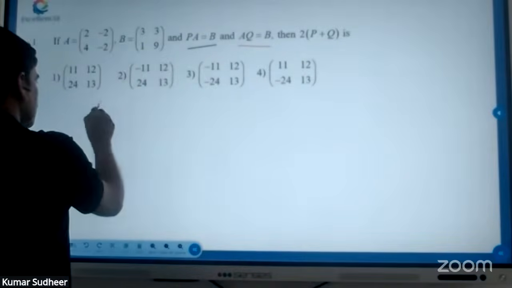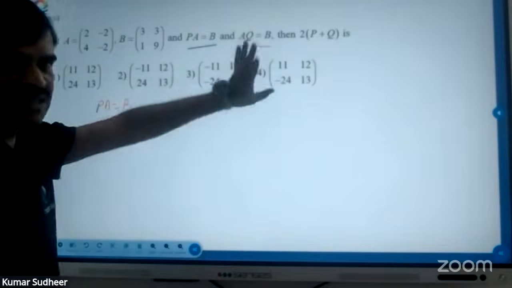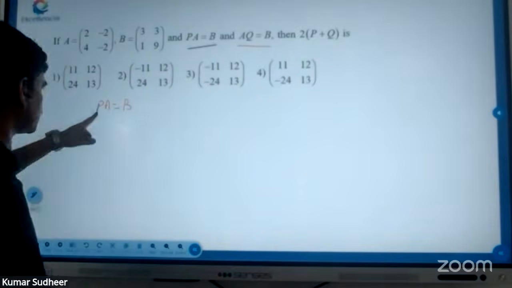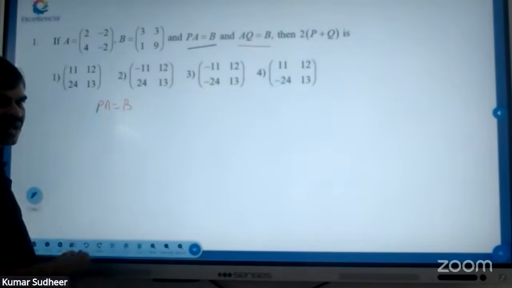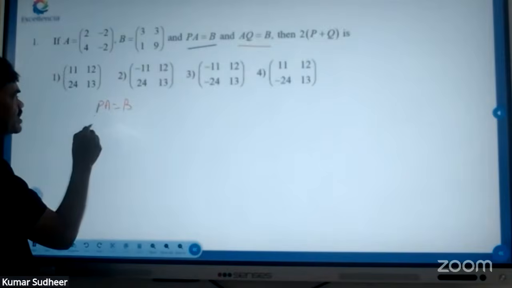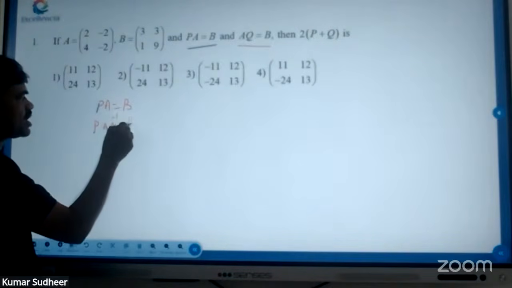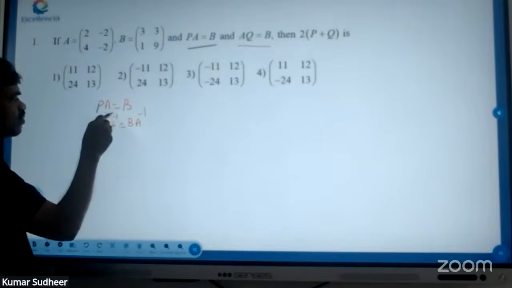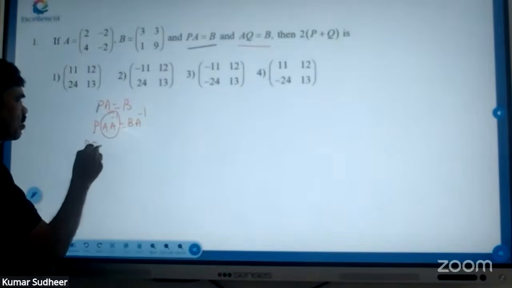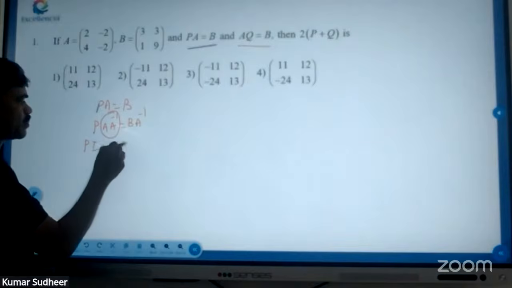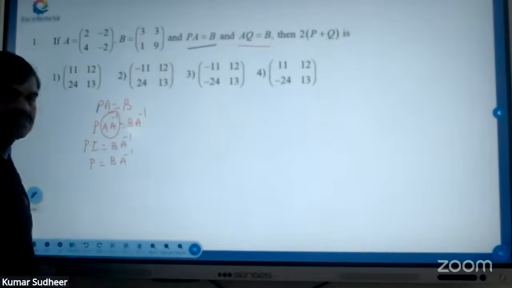So what we will do here, PA is equal to B. We have to get the matrix P. To get the matrix P, I'm going to multiply with A inverse on the right hand side. So I will write this as P A into A inverse, that is equal to B A inverse. So A into A inverse is nothing but I, and I will get P. So the matrix P is given by B into A inverse.